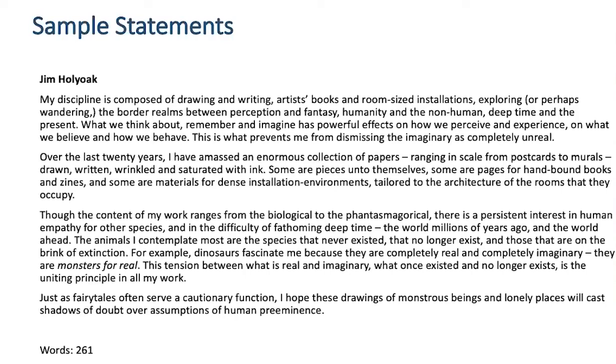The animals I contemplate most are the species that never existed, that no longer exist, and those that are on the brink of extinction. For example, dinosaurs fascinate me because they're completely real and completely imaginary. They are monsters for real. This tension between what is real and imaginary, what once existed and no longer exists, is the uniting principle in all my work. Just as fairy tales often serve a cautionary function, I hope these drawings of monstrous beings and lonely places will cast shadows of doubt over assumptions of human preeminence.